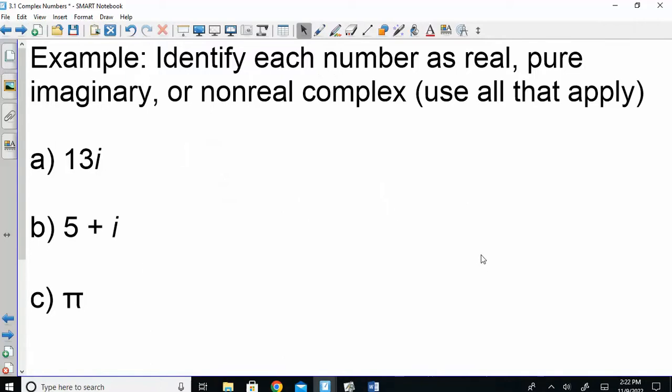All right, so let's look at some. I want to identify each number as real, pure imaginary, or non-real complex. So use all that apply. All of these are complex numbers. Any number of the form a plus bi is considered a complex number. But I want to know, what else are these? The first one's pure imaginary. Okay. So when I look at 13i, it doesn't have a real part, so that is pure imaginary.